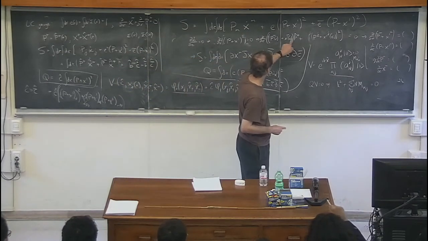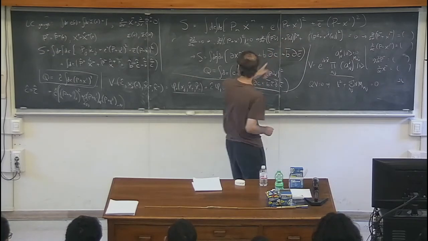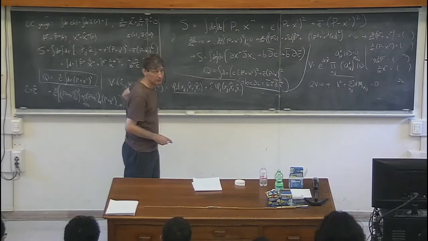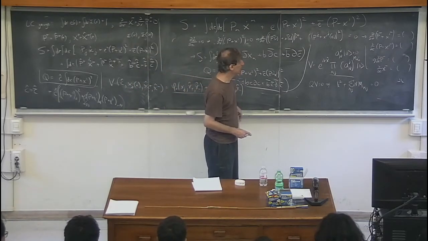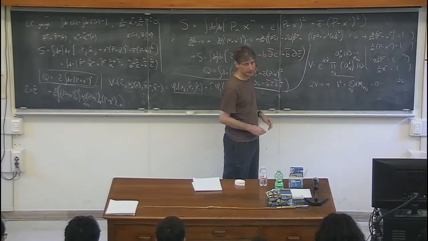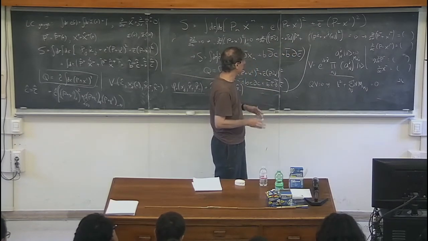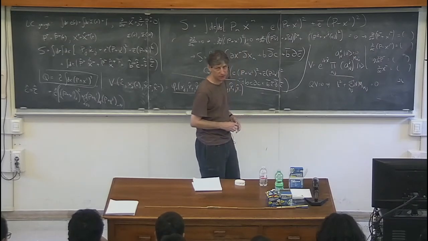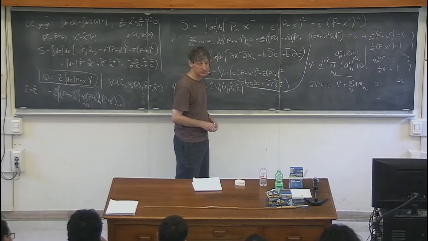Because remember, the sigma derivative of x plus is 0 in light cone gauge. Okay? So in light cone gauge, x minus and p minus, at least the sigma-dependent parts of p minus and x minus, are not independent. They can be expressed in terms of the transverse.